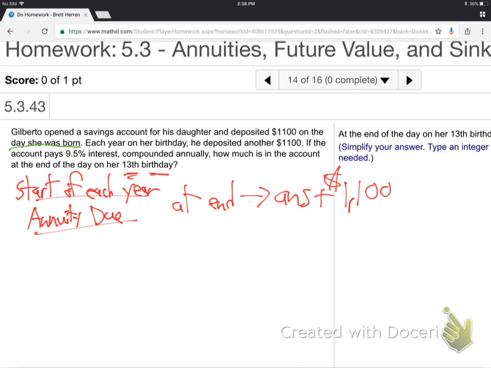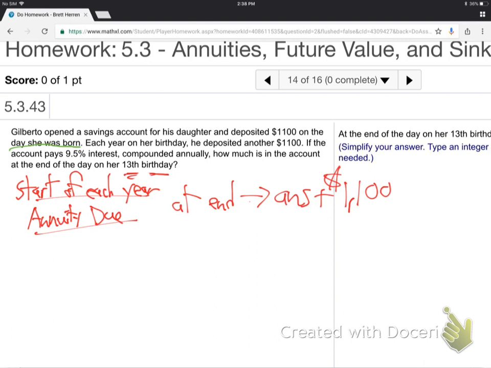So that last $1,100 is just straight added. It hasn't got any interest at all. He just put it in that last day. Do you get it? So basically he did 12 years of putting in money and growing and piling up because of interest. And then that last payment, he just put it in the bank. So you just add that last $1,100 separately. Does that make sense? It's not part of the normal annuity.